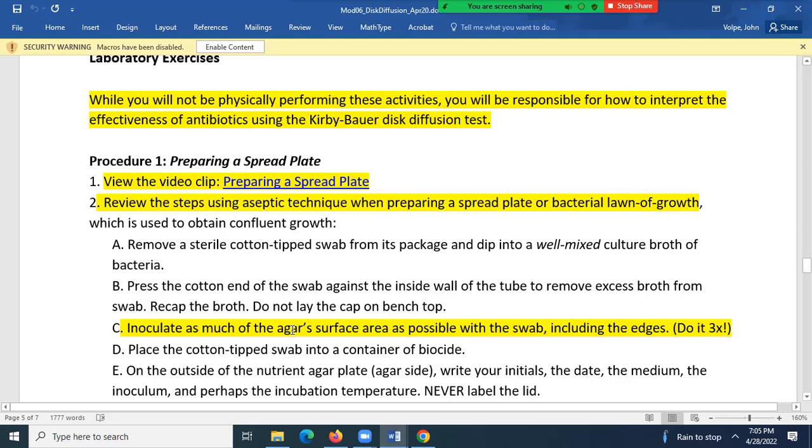Let me try and demonstrate that. Can you guys see this? We're going to pretend this is the Petri dish, and this is my cotton swab. It has the bacteria on it. Can you guys see this? Nobody's saying anything. Yes. Okay. So you swab the plate everywhere.